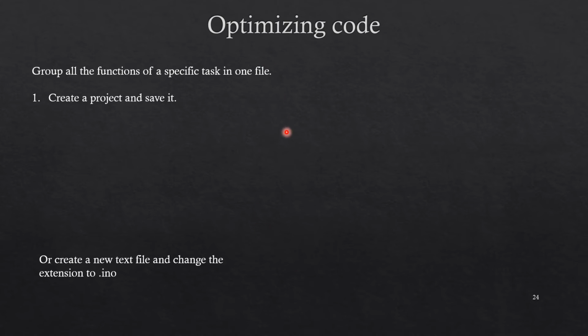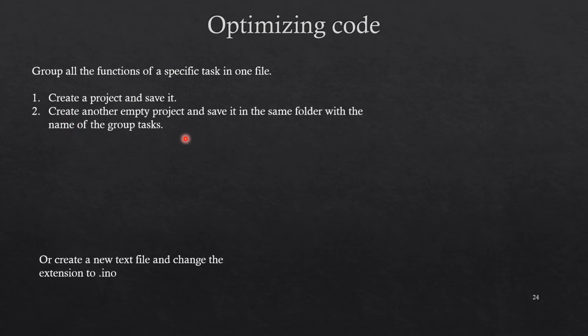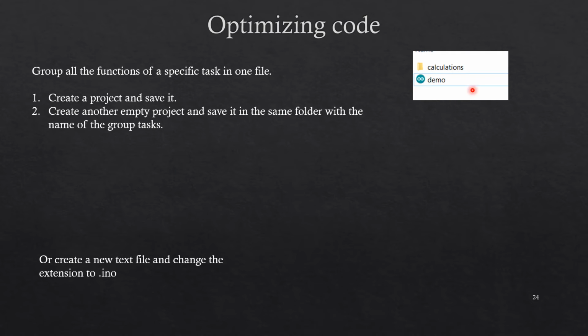Now, to make multiple files in one project, first you have your own main project, or create a project if you don't have one already, and make sure to save it. Then you create another project and save it in the same folder with the name of the group of tasks or the group of the functions. So either calculations or lights in our example. When you do that, it will be automatically saved inside a folder.